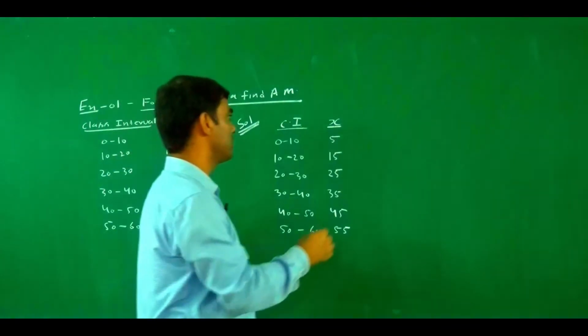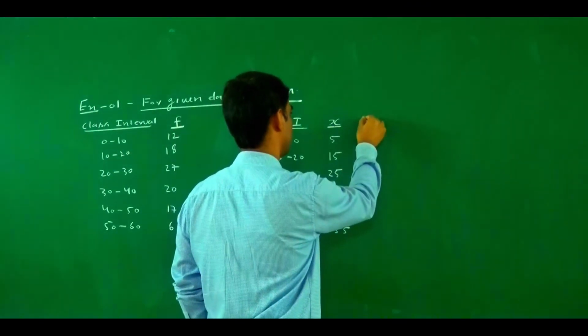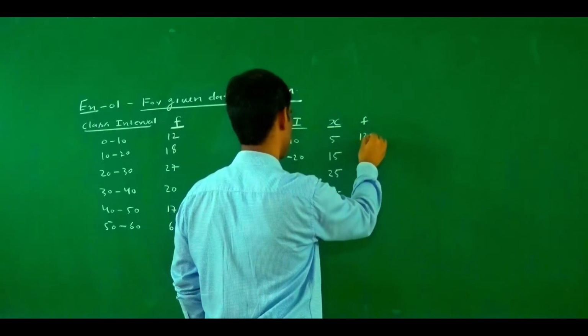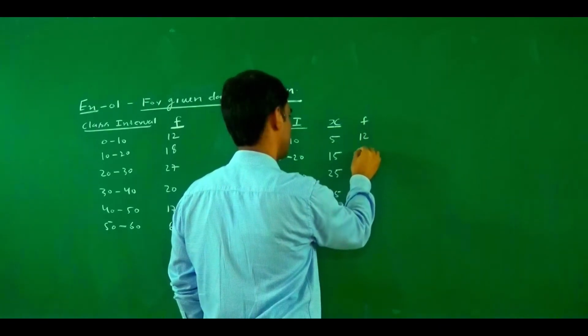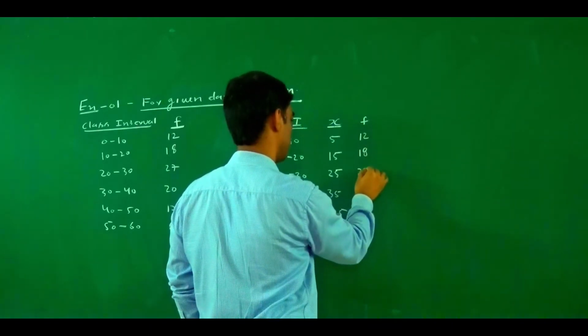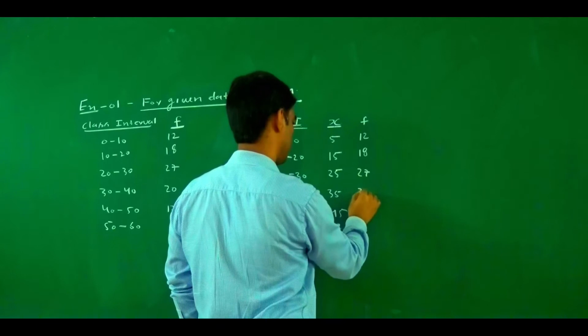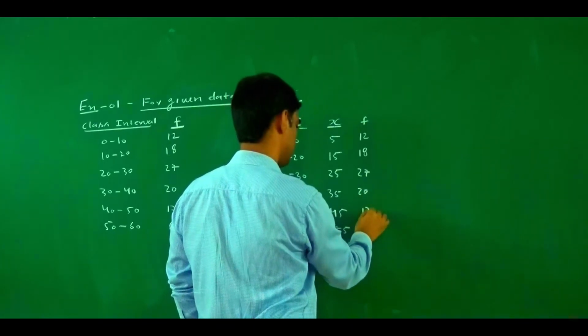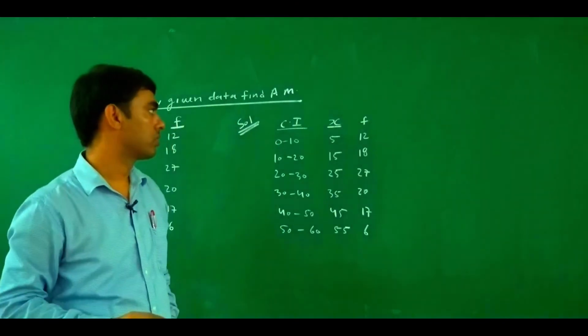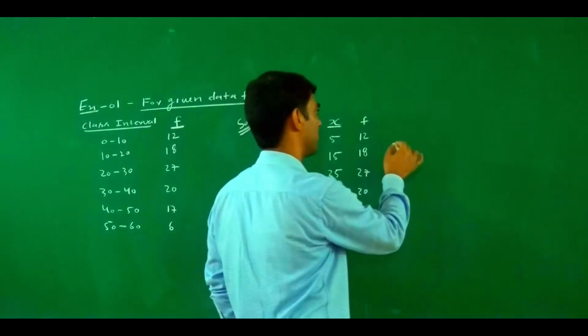What is the frequency corresponding to these? F equals 12, then 18, 27, 20, 17, and this one is 6.